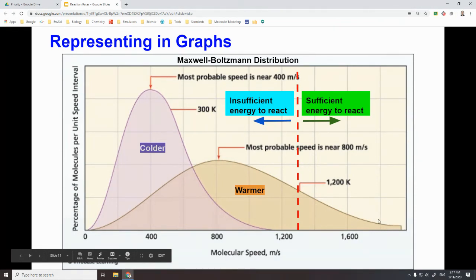Okay? So the spread shows us that there's an average, and we see the averages highlighted here at the peak, the most probable speed, or where most of those particles are hanging out. Okay, so that's kind of what it's showing us, right? The height shows us how many particles there are at a particular temperature.